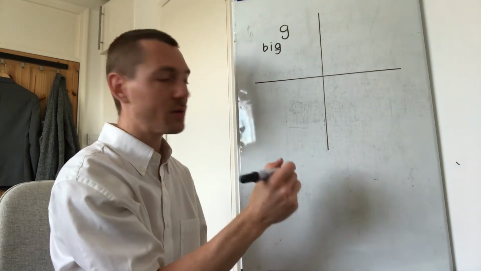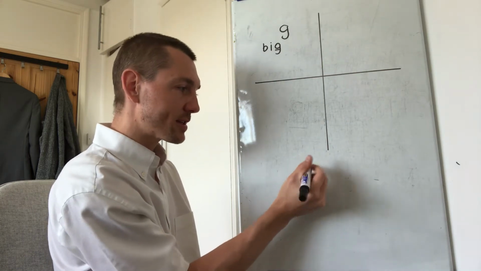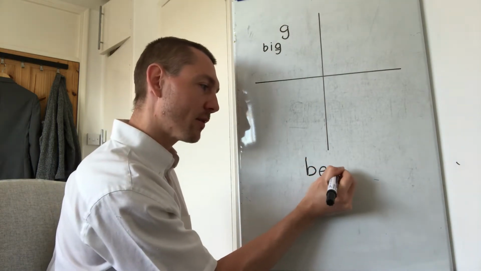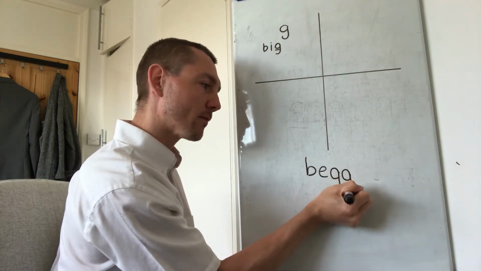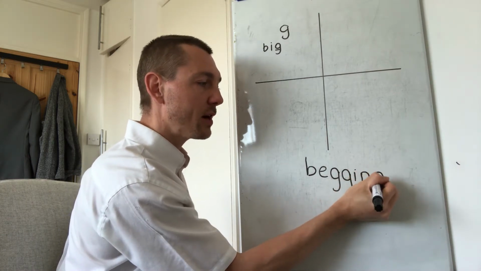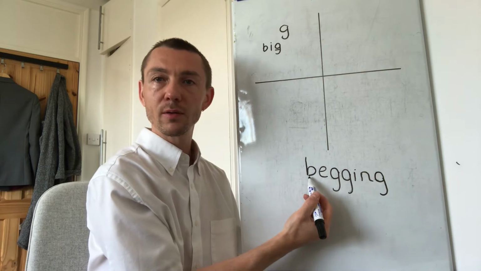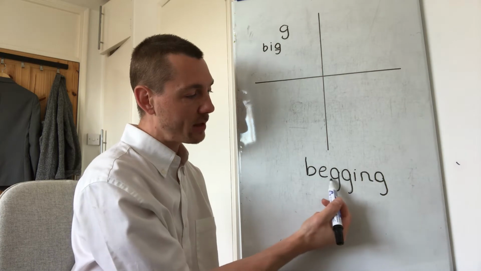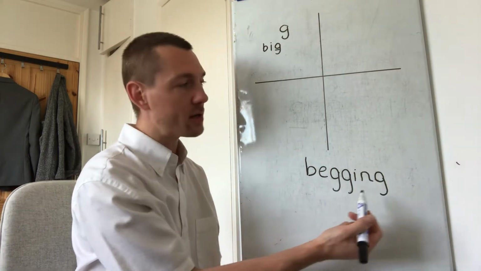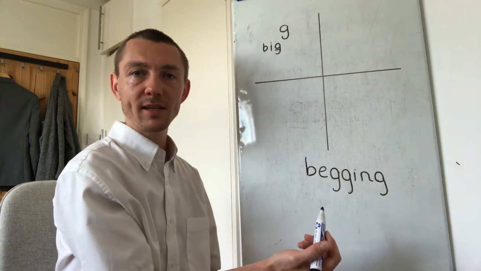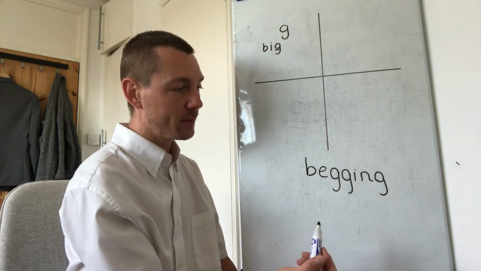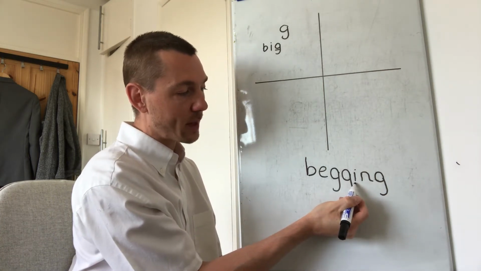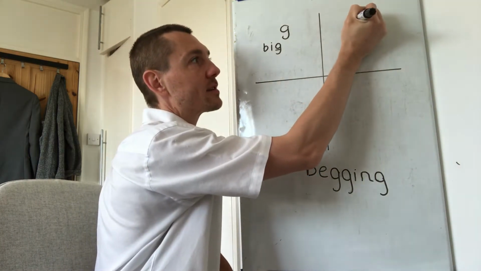The next word I want you to see if you can spot the G sound in is, let's have this word. Okay, the word is 2 syllables. Be-ging, begging. Good. So we're going to sort that word according again to the G spelling. Now be careful. In this word, we've got the double G spelling of G. So that's our second section.